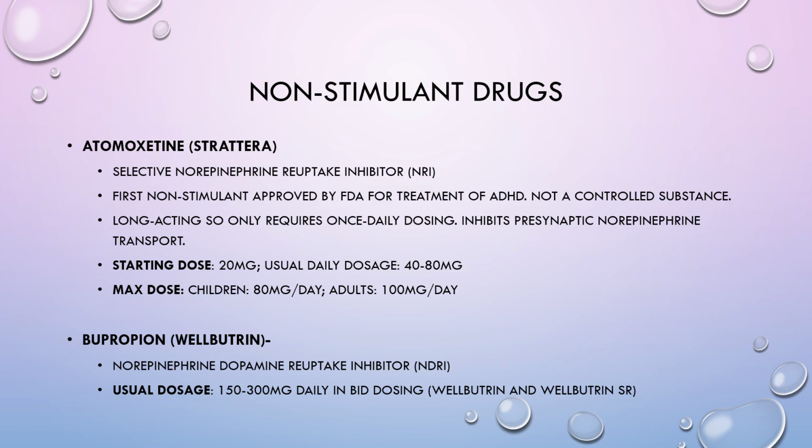So starting dose is usually 20 milligrams. Usual daily dose is around 40 to 80 daily. A max up to 80 for children, up to 100 for adults. Bupropion, or Wellbutrin, as we've discussed already in the past with antidepressants, is a norepinephrine dopamine reuptake inhibitor, or an NDRI. Okay, they can also be used. I mean, it is still hitting very, very similar to what our stimulant medications are. And a lot of times, this is my first go-to for adults. I will actually try Wellbutrin first and dose it up.